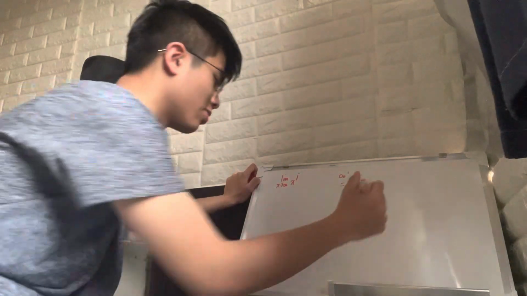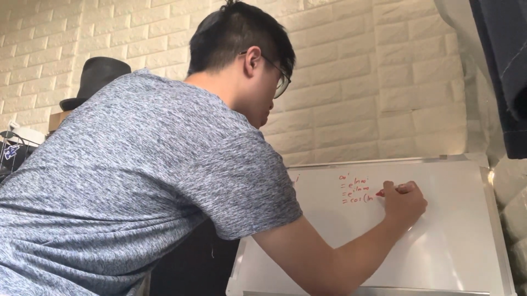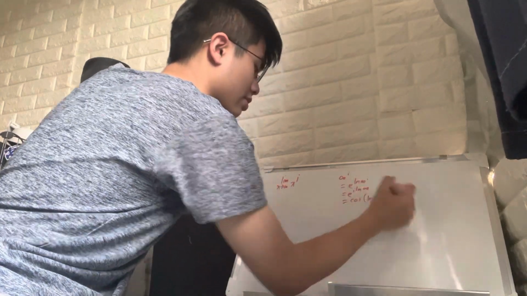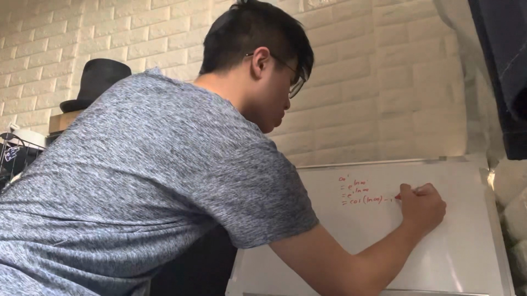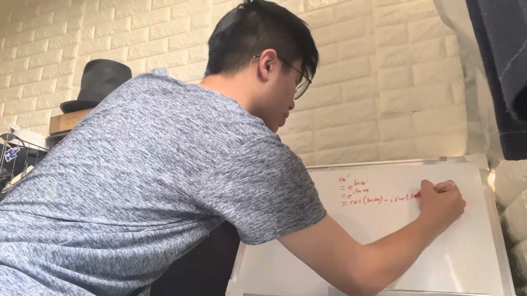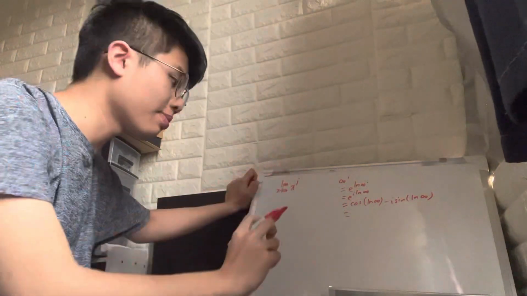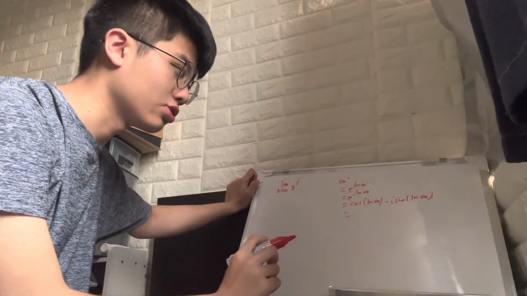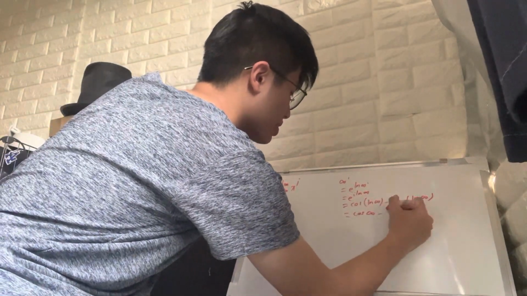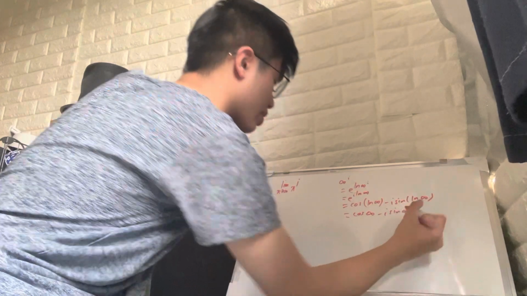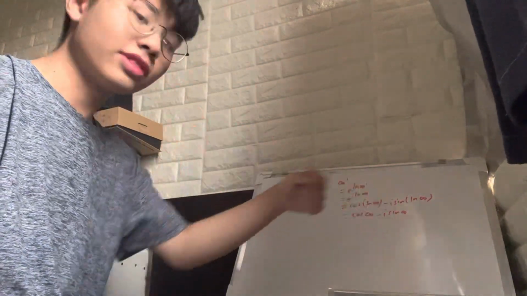This is equal to cosine of ln infinity, and this is our theta, right? Ln infinity, and then minus i sine of ln infinity. So ln of an extremely big number is just infinity. So cosine infinity minus i sine infinity. And what's cosine infinity and sine infinity, though?